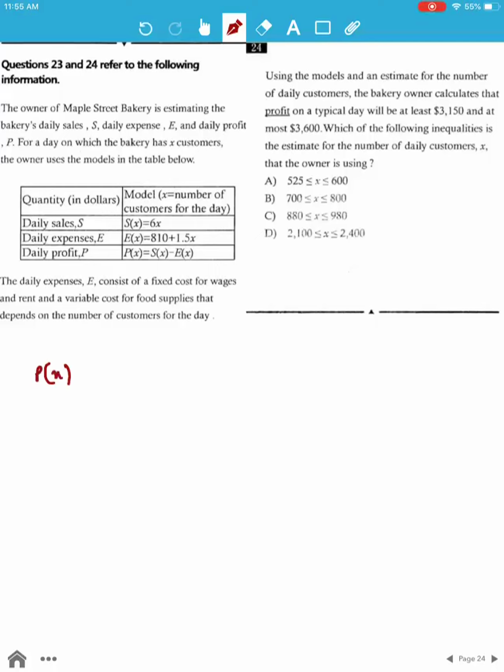Profit is the daily sales minus the daily expenses. Now the profit has to be at least 3,150 and at most 3,600. That means the profit has to be greater than or equal to 3,150 and it has to be less than or equal to 3,600, which means that S of x minus E of x has to be at least 3,150 and at most 3,600.